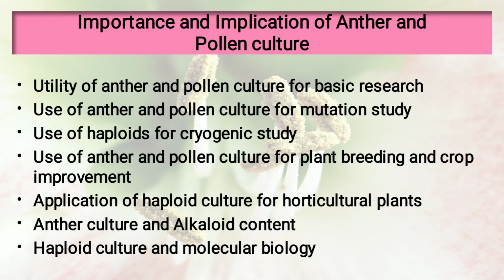Then anther culture and alkaloid content. Amongst the other uses, homozygous plants obtained through anther culture have also been employed for the selection of breeding lines of Nicotiana tabacum, meaning tobacco, with high alkaloid contents. Homozygous recombinants of Niger having a higher alkaloid content could be obtained by anther culture.